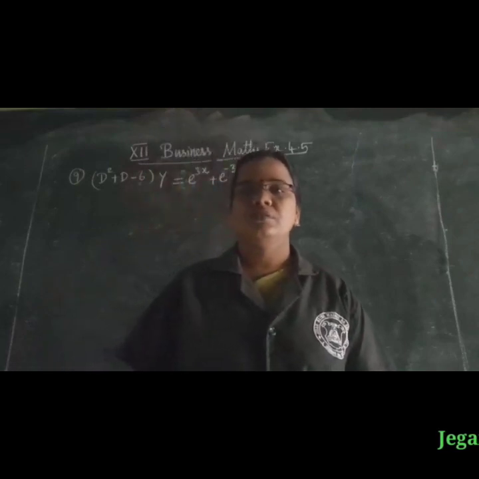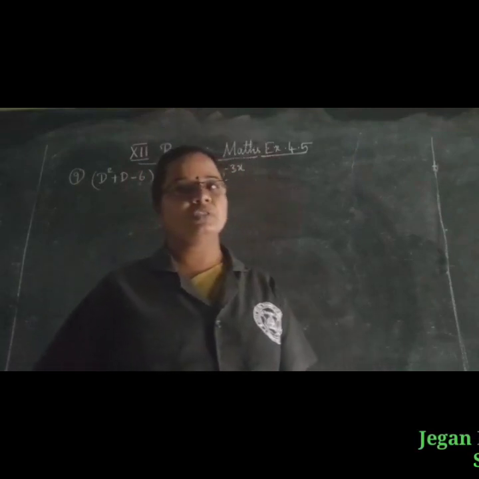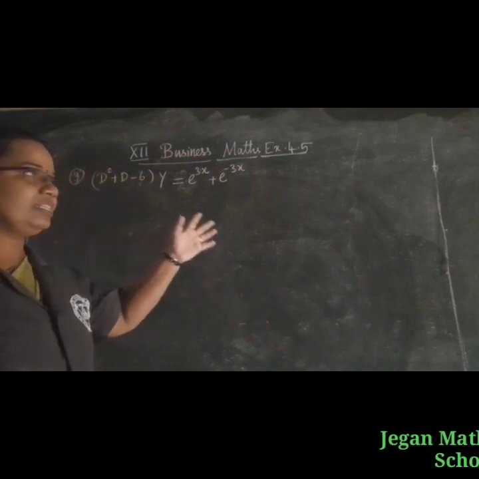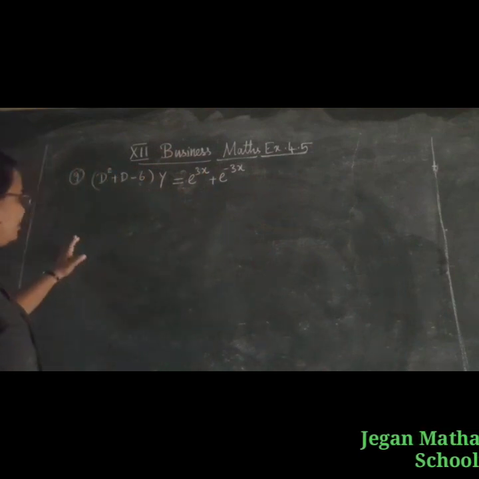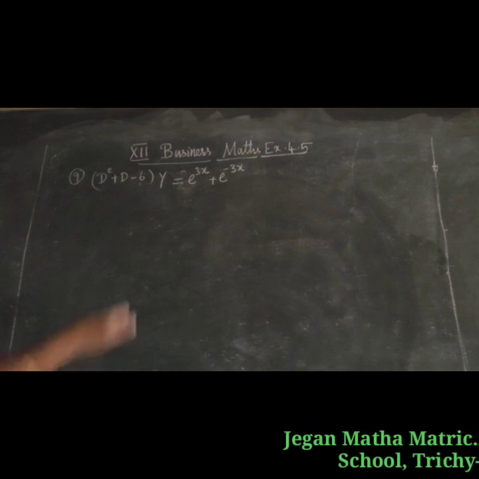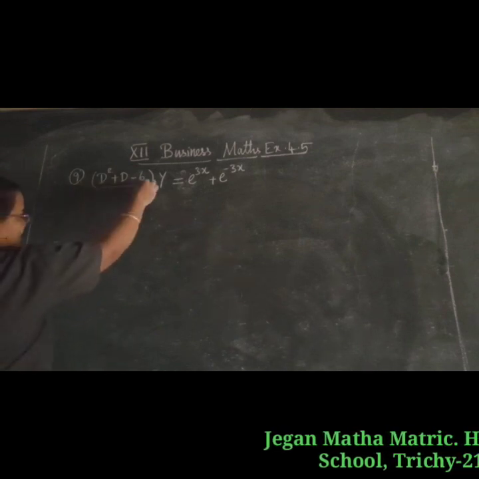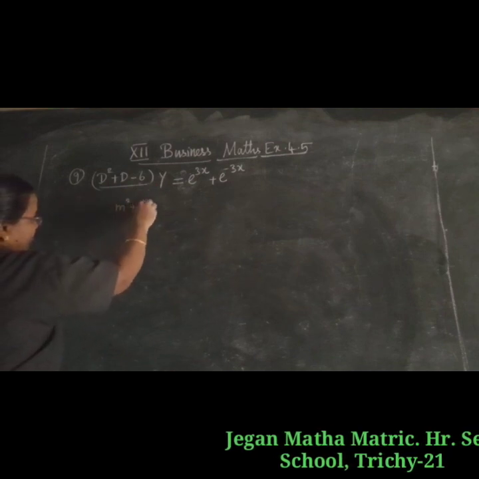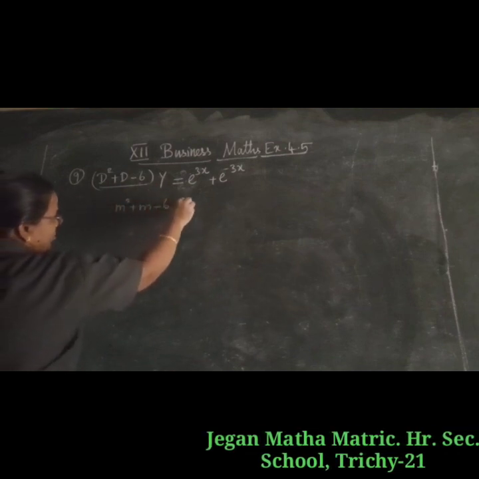Hello students, today we are going to see 12th standard business maths chapter 4, exercise 4.5, 9th question. (D squared plus D minus 6) y is equal to e power 3x plus e power minus 2x. What is the auxiliary equation for this? That is m squared plus m minus 6 is equal to 0.